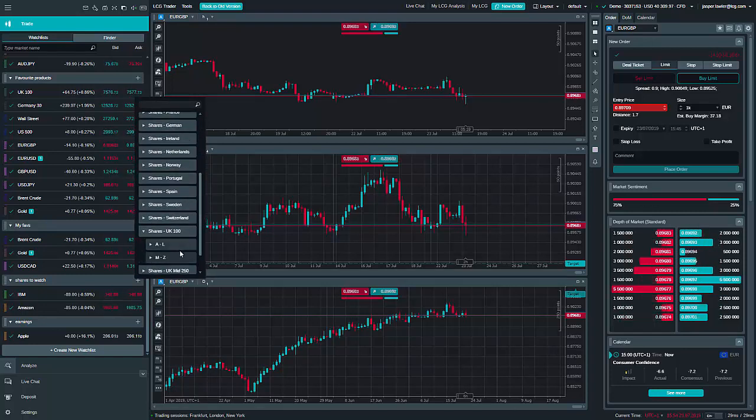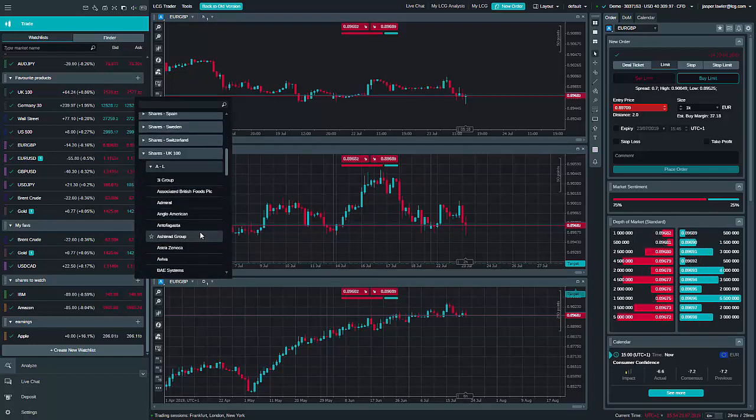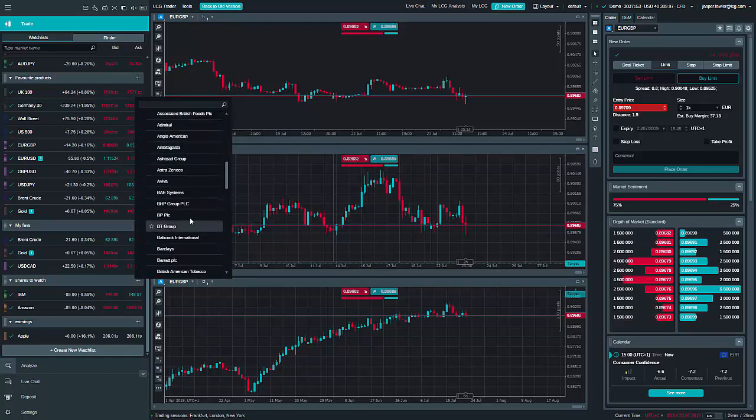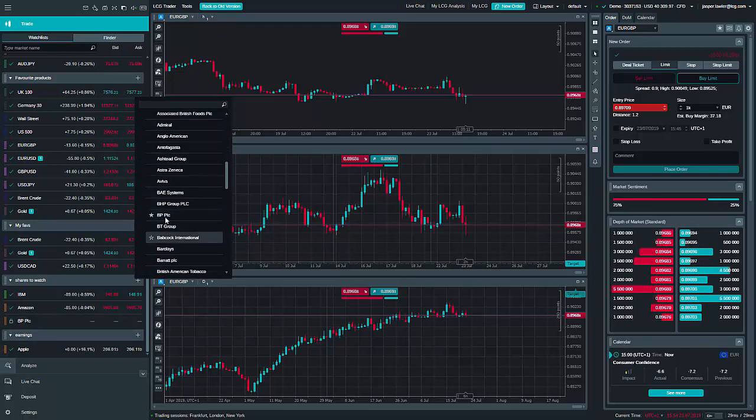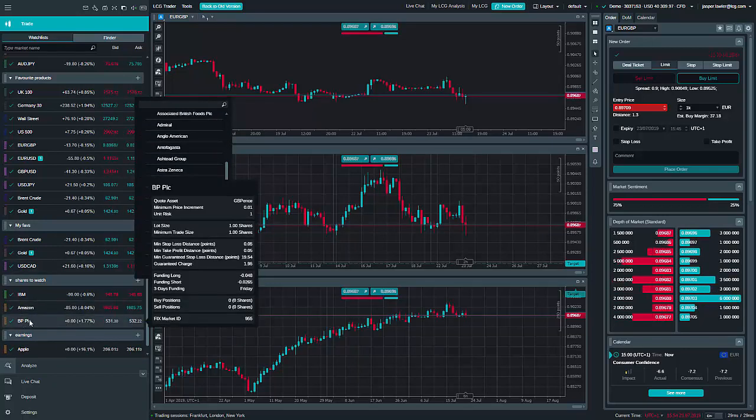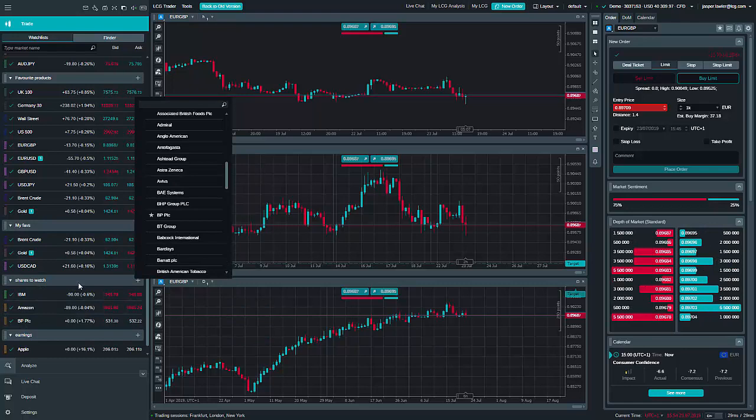For example, a UK share, maybe you want to add in BP. So there's BP PLC, click the star, BP, that's another share for us to watch.